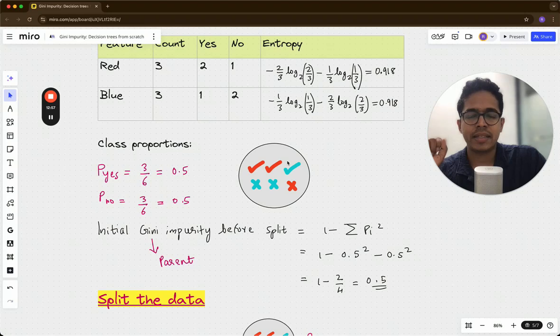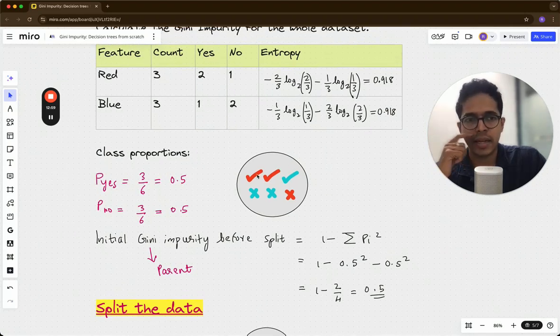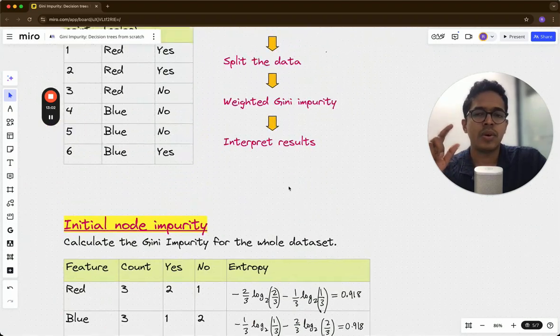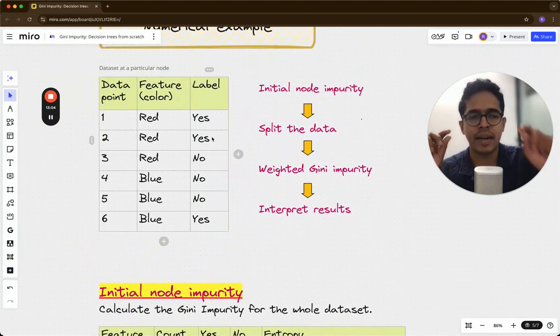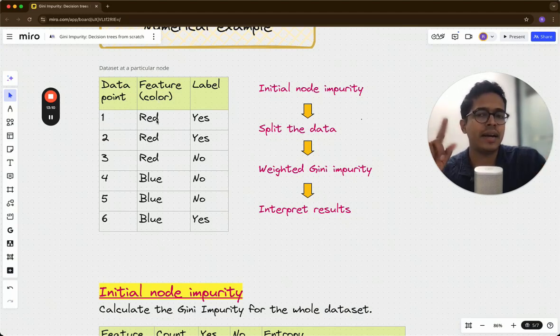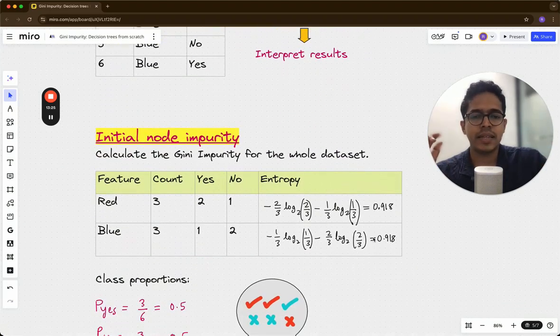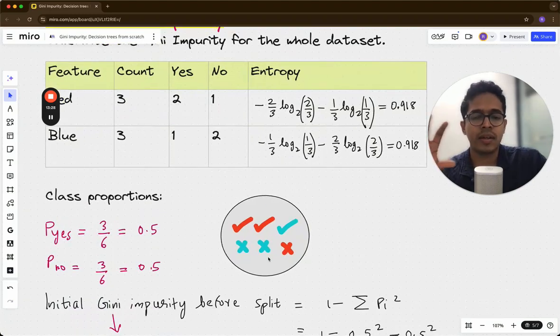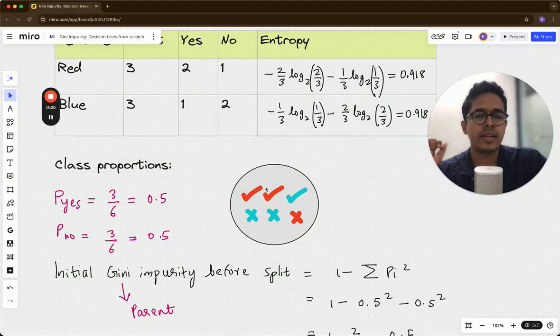So the original data set, here I have denoted the data set by some symbols and colors. If the label of the data point is yes, I denote it by a tick. If the color or the feature corresponding to that data point is red, it will be a red tick. If the color is red and the label is no, it will be a red cross. If the color is blue and the label is no, it will be a blue cross. If the color is blue but the label is yes, it will be a blue tick, right? So these 6 points form the root node or the parent node. So there are 2 red ticks, 1 blue tick, 2 blue crosses, 1 red cross.